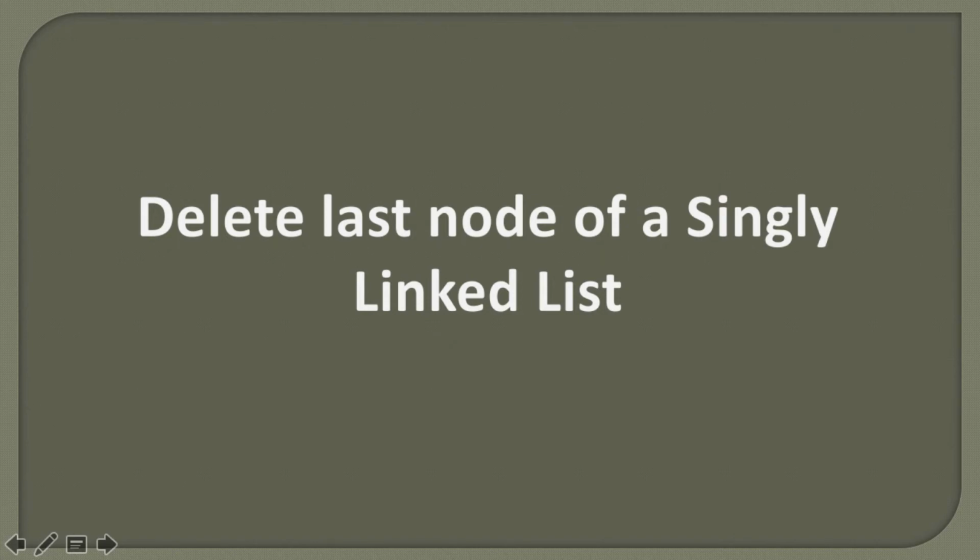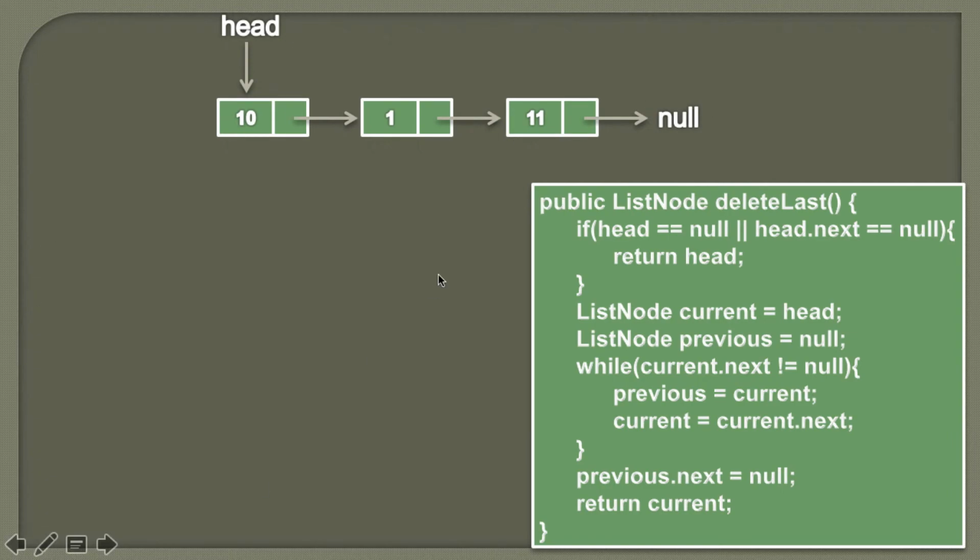Hello everyone. So in this video we will discuss how to delete the last node of a singly linked list. So here you can see that this is the algorithm to delete the last node of a singly linked list. So let's say we are given a singly linked list having these 3 nodes and we want to delete the last node of a singly linked list.